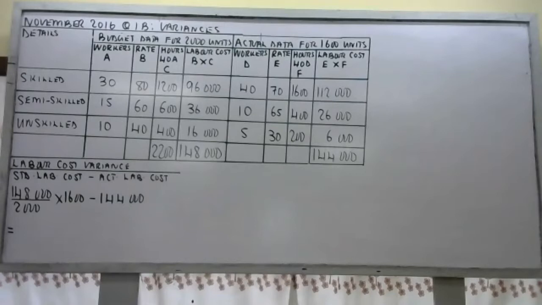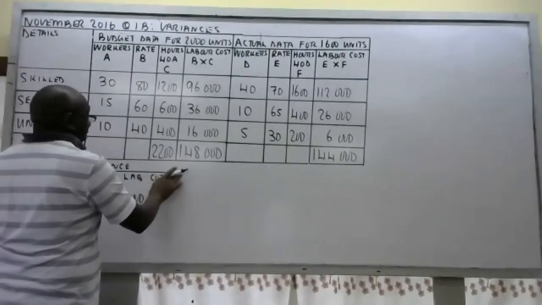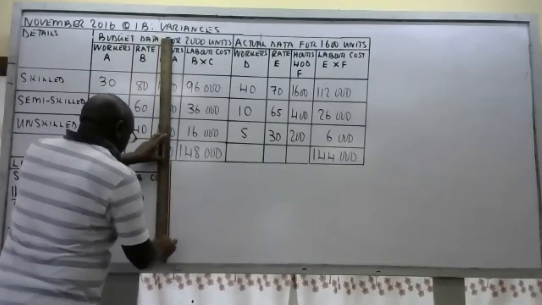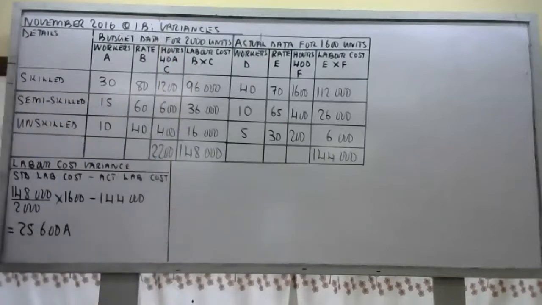So that will give you 148,000 divided by 2,000 times 1,600 minus 144,000. I am getting a figure of 25,600, which is adverse. It is adverse not because it is negative, but because the actual is higher than the standard.